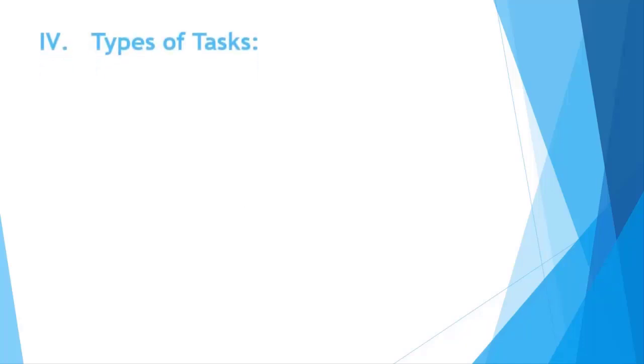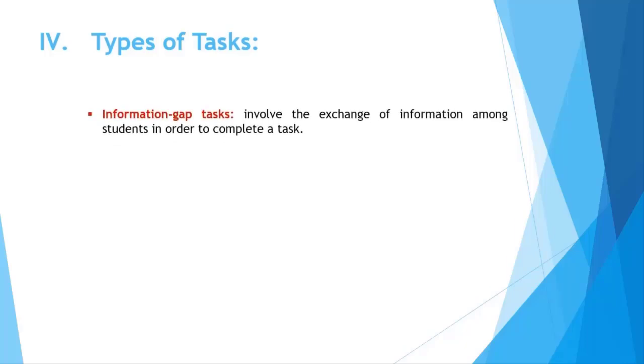Now let's move to the types of tasks. After we saw how tasks should be, now we are going to see what kinds of tasks or activities we use in the task-based approach. First, information gap tasks, which involve the exchange of information among students in order to complete the task. So these are tasks in which one student or a group of students has one set of information and another student or group of students has a complementary set of information. They negotiate and exchange that information in order to complete the task.